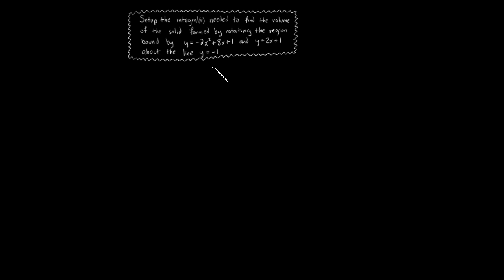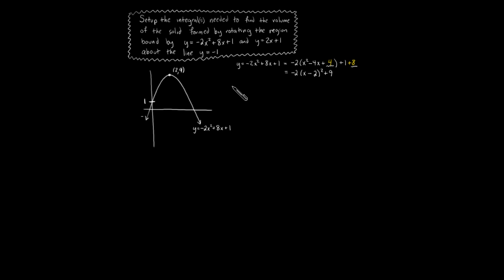So the first thing we need to do, of course, is get a better idea of what this region looks like. To that end, we'll graph this quadratic function first. Not surprisingly, the graph is a parabola. Of course, we can find the vertex of the parabola fairly quickly by completing the square, as we show here.